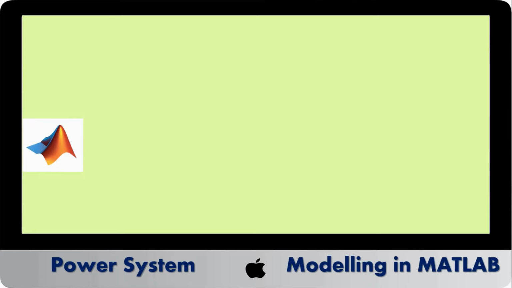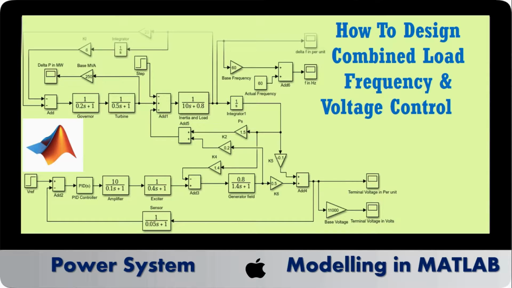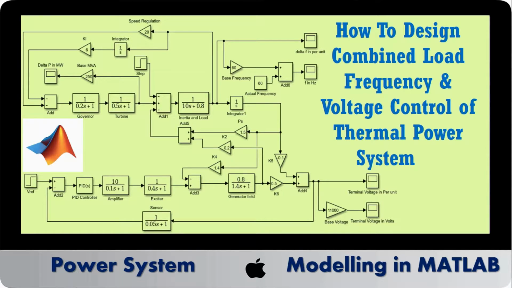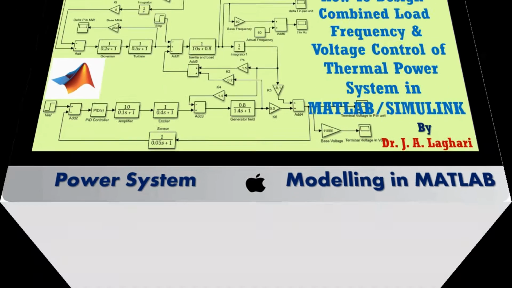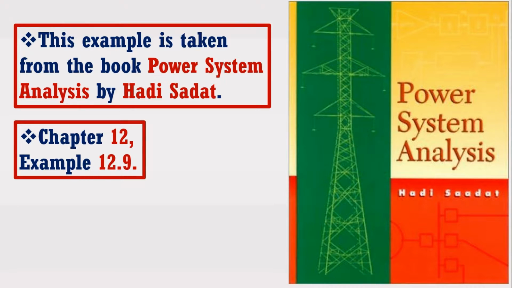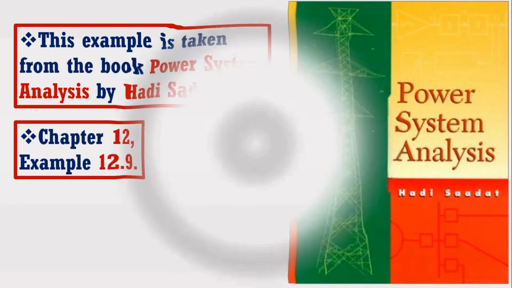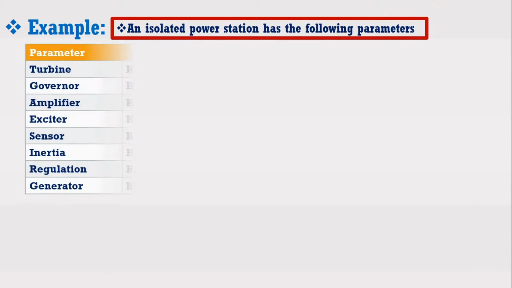In this tutorial, I am going to teach you how to design the combined load frequency and voltage control model of thermal power system using transfer functions in MATLAB SIMULINK Software. I have taken an example from the book Power System Analysis by Hadi Sadat, Chapter 12, Example 12.9. Consider the example, which consists of an isolated power station having following parameters.